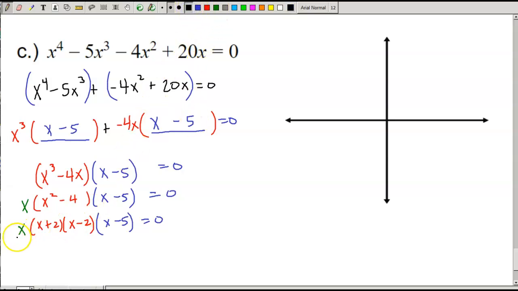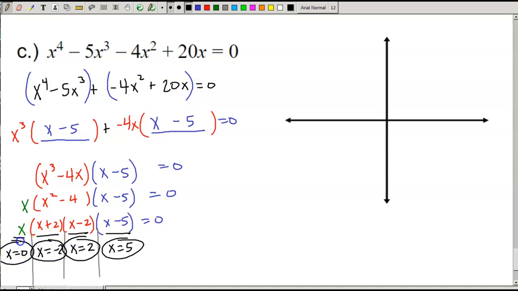Now we can solve it. We're going to set all 4 of these things equal to 0, and again, use the zero product property. If I multiply 4 things together, this times this times this times this equals 0, that of course means one of those has to be 0. So I basically set those 4 things equal to 0. And then my answers, of course, will be, first I'll have x equals 0. This will give me a negative 2. This will give me a positive 2. And this will give me a positive 5. So I have 4 different answers here. And there we go.